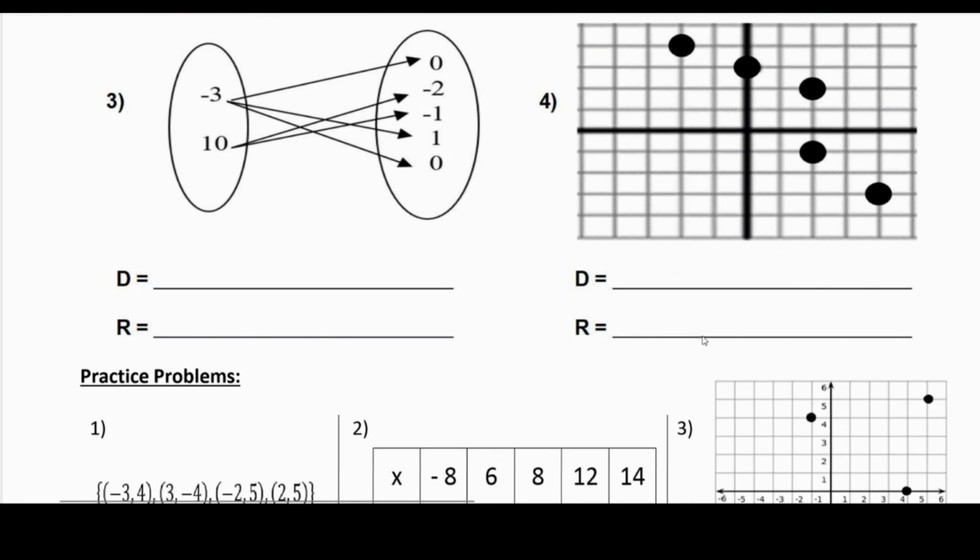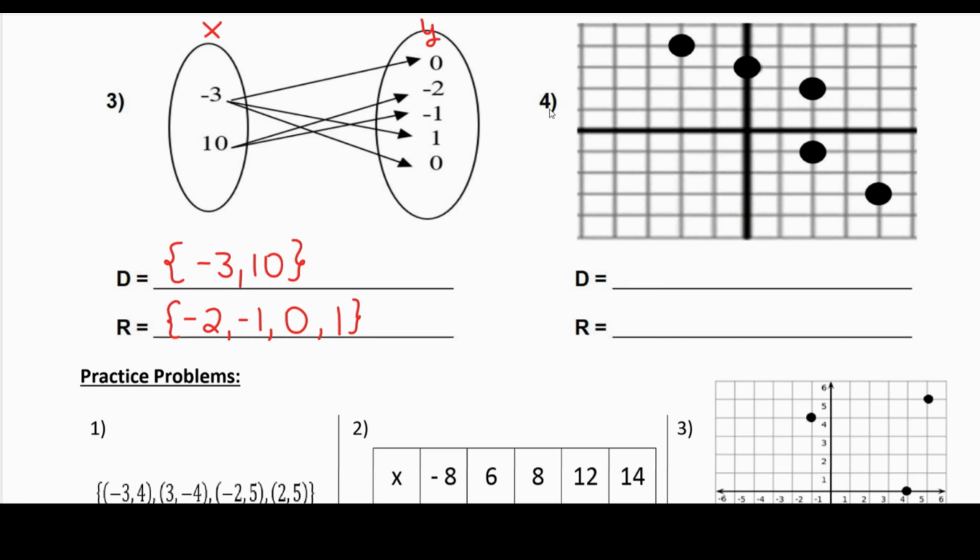We have problems number 3 and 4. Problem 3 is a mapping. And remember, the x value is on the left and the y value is on the right. So in this case, my domain would be negative 3, 10. And for the range, my y values, the smallest one is negative 2, followed by negative 1, followed by 0, and then at the end is 1. Please remember, I don't have to write the 0 twice. You only have to write it once.